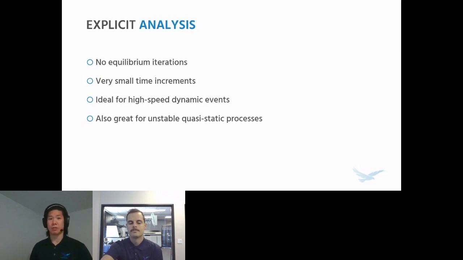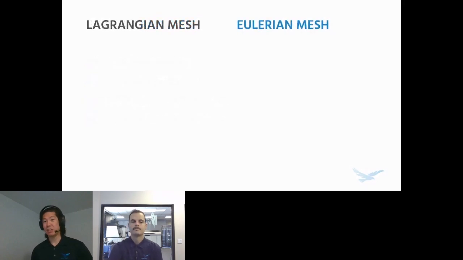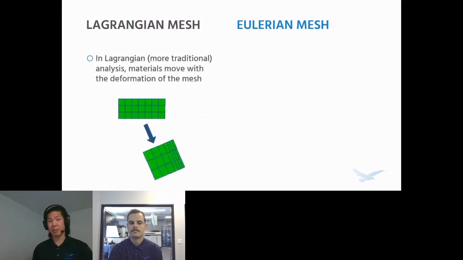I'll introduce a couple of terms here: Lagrangian and Eulerian. Lagrangian mesh is the traditional mesh we're used to. You take your nodes and elements, you map that to the material, and then when you deform it, you deform that mesh.